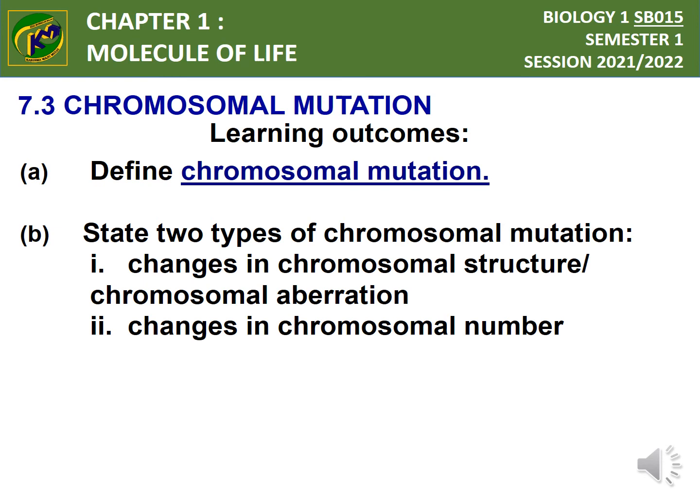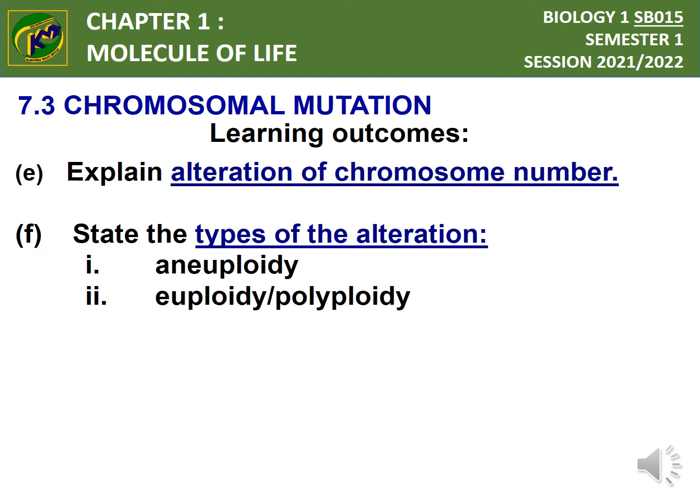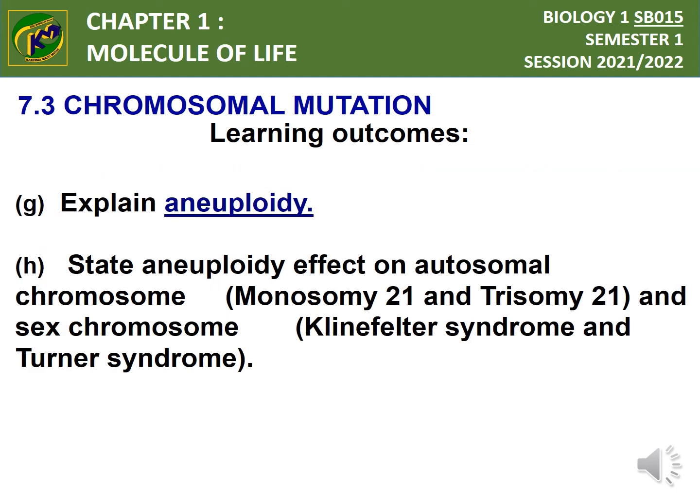7.3 Chromosomal mutation. By the end of the lesson, you should be able to define chromosomal mutation, and state 2 types of chromosomal mutation: changes in chromosomal structure, also known as chromosomal aberration, or changes in the chromosomal number. State the types of alteration: aneuploidy or euploidy or polyploidy. And state the aneuploidy effect on autosomal chromosomes, for example, monosomy 21 and trisomy 21, and the effects on sex chromosomes, for example, Klinefelter syndrome and Turner syndrome.